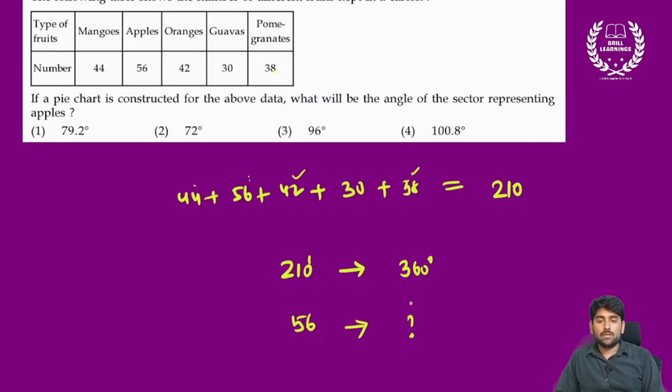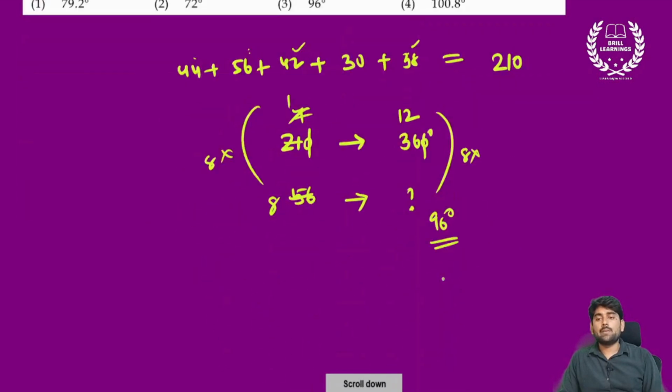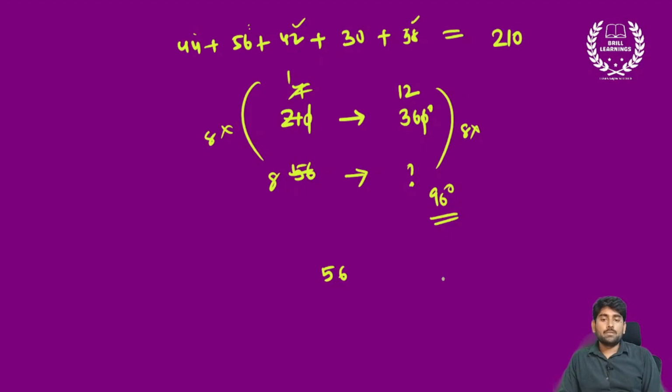Now cancel these values. 3 7s are, 3 12s are, 7 1s are, 7 8s are, 8 times it's coming. So here also 8 times. So 96 degrees. These 56 apples represent 96 degrees. This 56 apples represents a 96 degrees angle of sector.